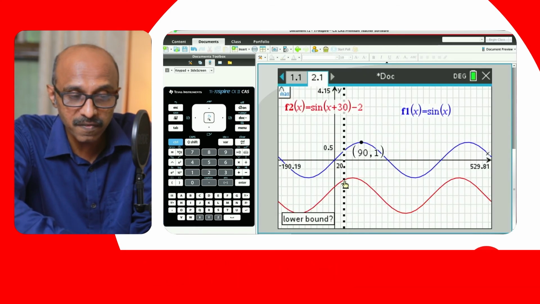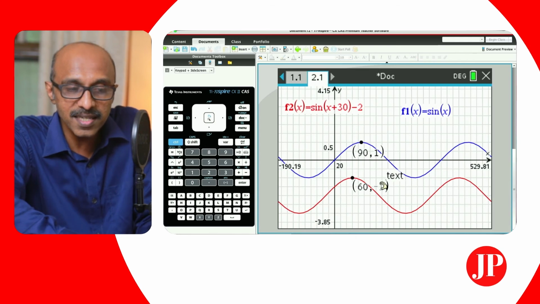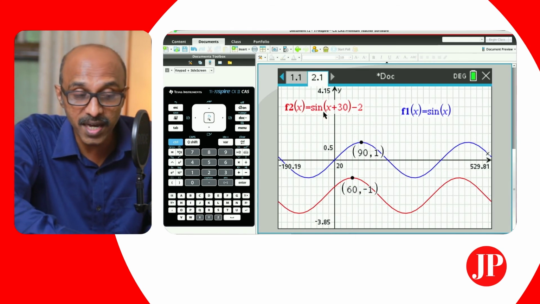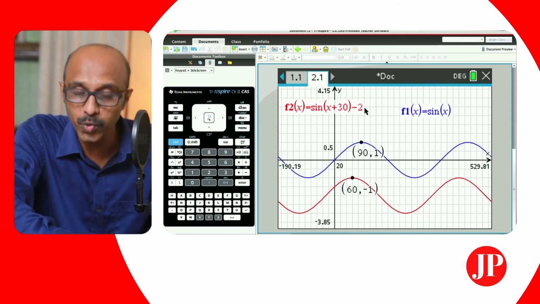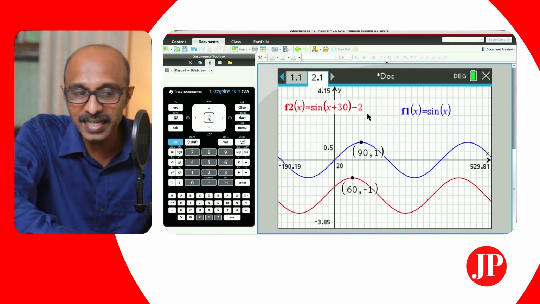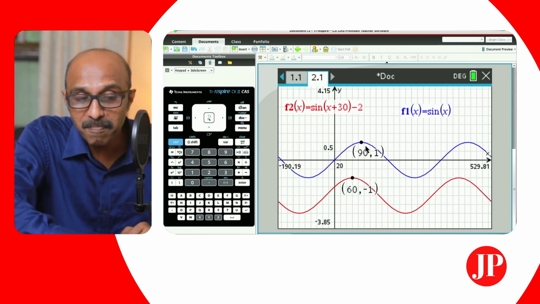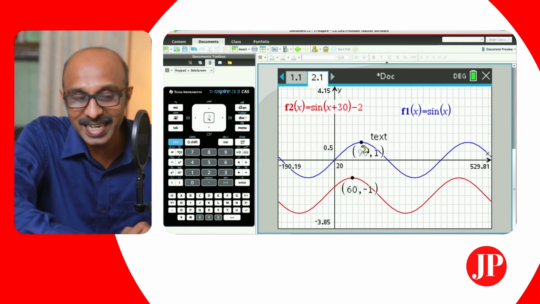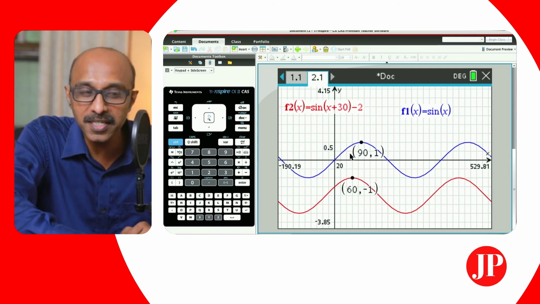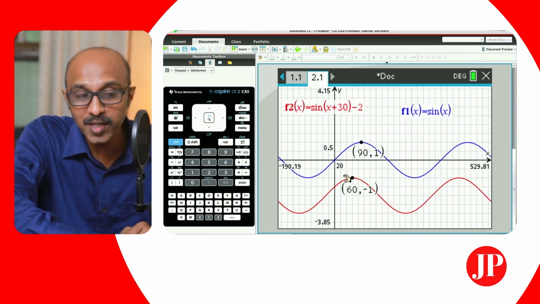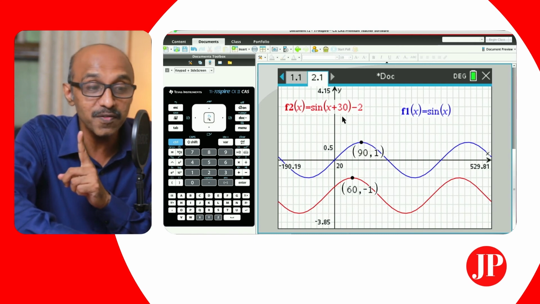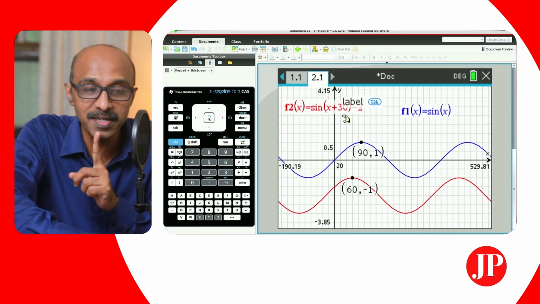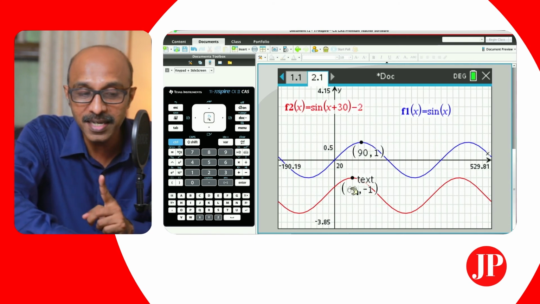Okay. So this is the red graph. And now we can see where the maximum is occurring. This is translated, x plus 30. So h is negative 30 and k is negative 2. So now watch. The maximum for the parent function was occurring at 90, whereas for the translated function, h was negative 30. So the maximum for the translated function is occurring at 90 plus h. It's still plus h because the value of h is negative. Okay, h is negative 30. So 90 minus 30 gives you 60.